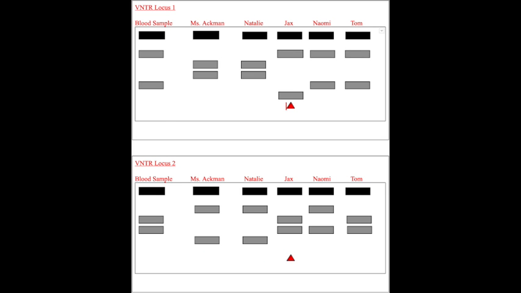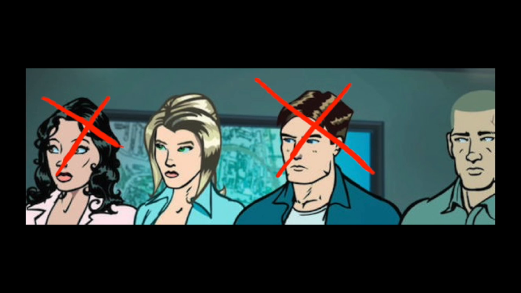Jax's alleles are a partial match in the VNTR locus 1. However, his alleles were a direct match to the alleles from the blood sample at the VNTR locus 2. Due to the fact that he was not a direct match for both loci, this ultimately excludes Jax from being the culprit.